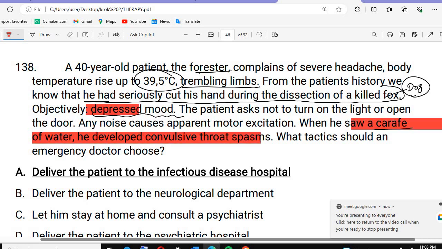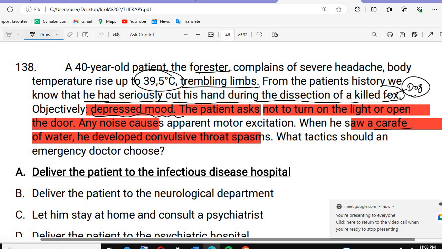Depressed mood. The patient asked not to turn on the light or open the door, so what was that? Hydrophobia, phonophobia.